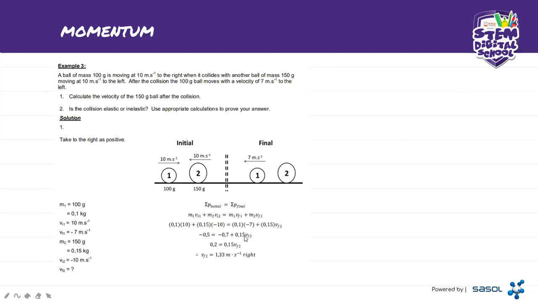Okay, then when we put it together, we're going to take everything to this side. From here, it's going to be minus 0.7, or it's going to be plus 0.7, and that will be equal to 0.15 times VF. And you take the sum of all of this and you divide it by 0.15, and that's going to give us 1.33 meters per second. And because it's positive, it's going to be to your right. Okay.